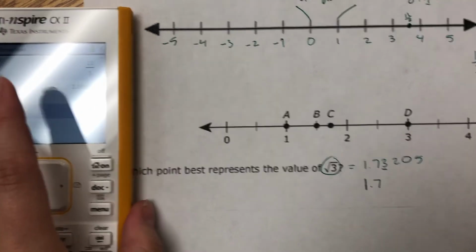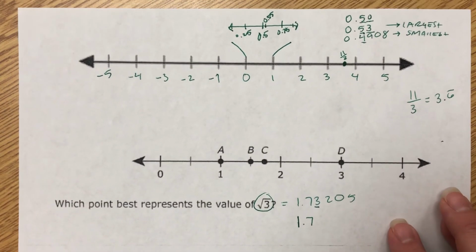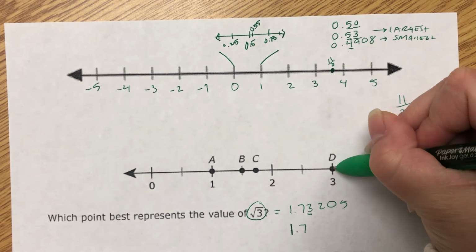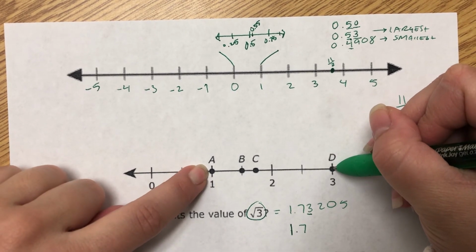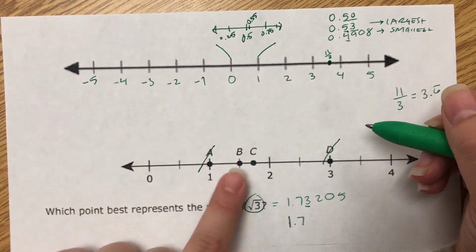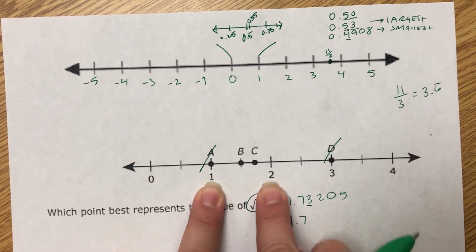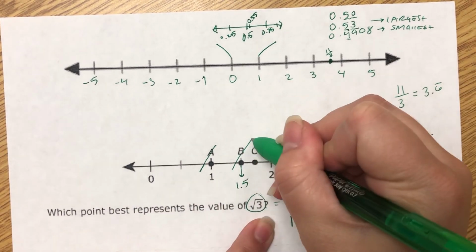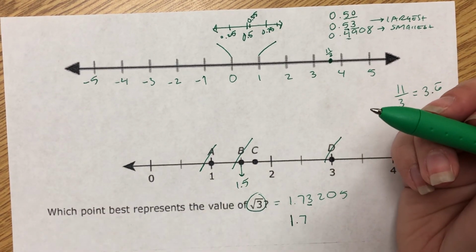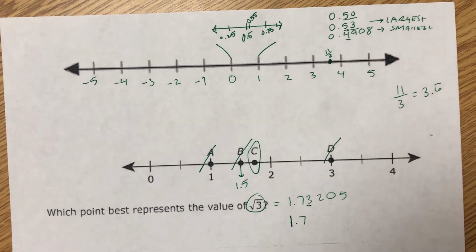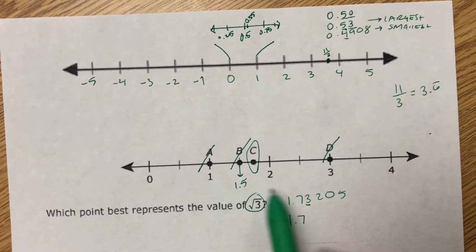So I need to go find 1.7 on my number line. Makes it a lot easier for me to see. This number right here is 3, that number is 1. These two are not the answers. This is in the very middle of 1 and 2. This is actually 1.5, which leaves us C, which is just a little bit past 1.5, in between 2 and 1.5, and that is our answer.